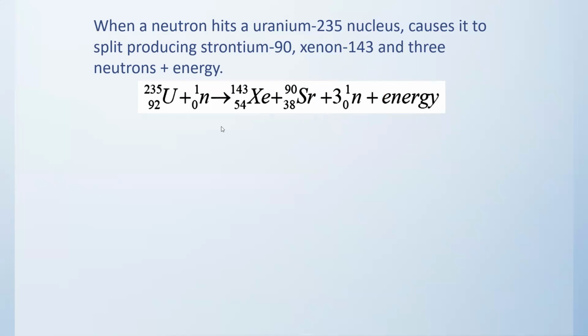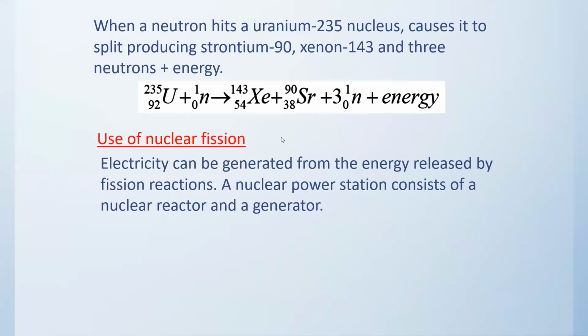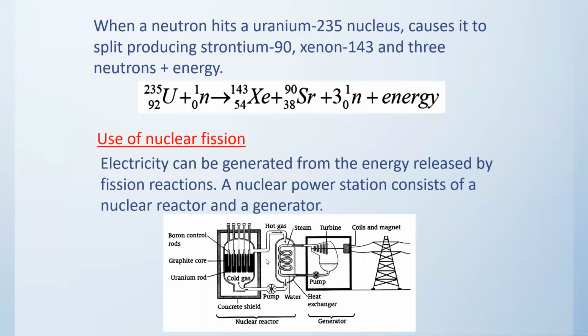Fission is carried out in a nuclear power station, where we carry out a nuclear fission reaction which produces heat energy. That heat energy is used to convert water into steam. As a result, the steam rotates the turbine, which is connected to an AC generator, which produces electricity.